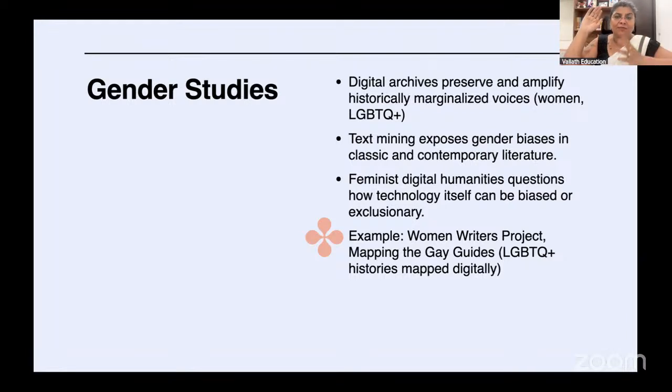Otherwise, we should search the libraries of India, or the whole project can be building an archive. Stanford University runs a huge partition archive where oral narratives of women who were raped, who were abducted, and whose families were killed are held. Their oral narratives are there in the Stanford archive of partition.